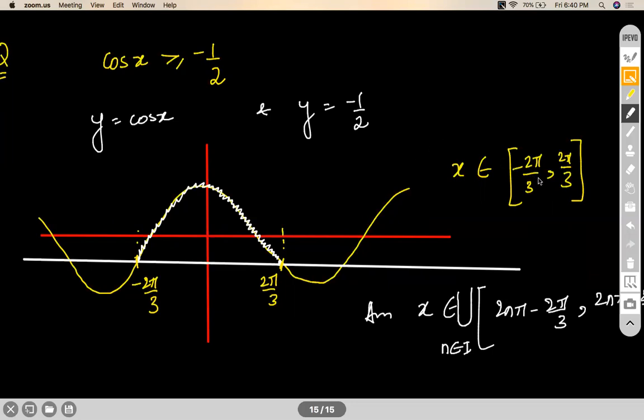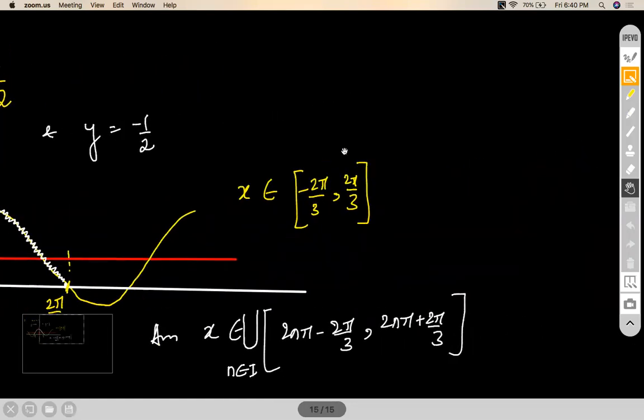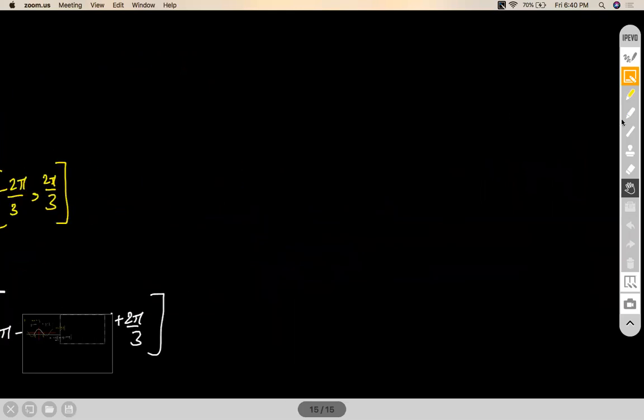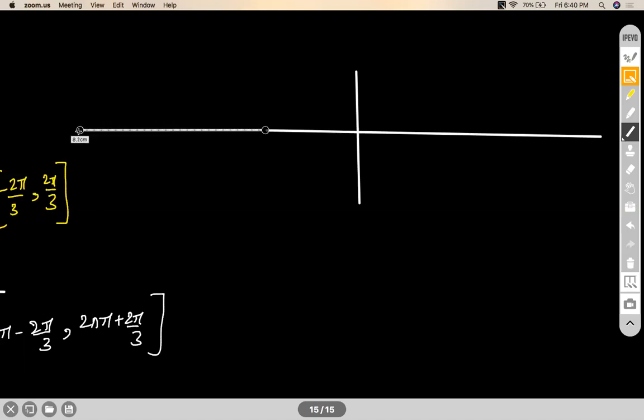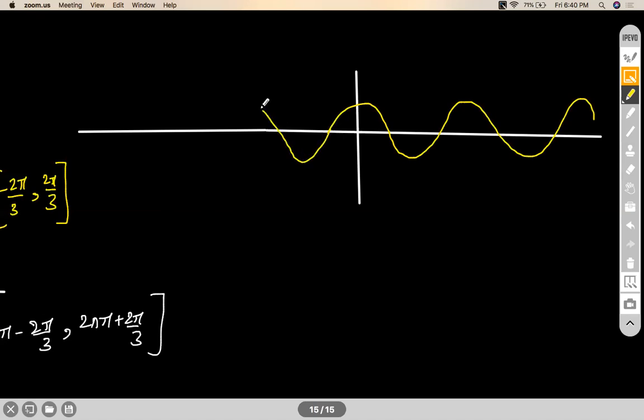Why do we need to do the union? Wow, that's a good question. If you draw this in a very small way, you will understand why we need to do a union. Let's say this is your cos x graph. I'm just drawing the cos x graph. You want to know when is your cos x graph greater than or equal to minus half. I'm just drawing a lot of intervals over here so that you are aware of it.